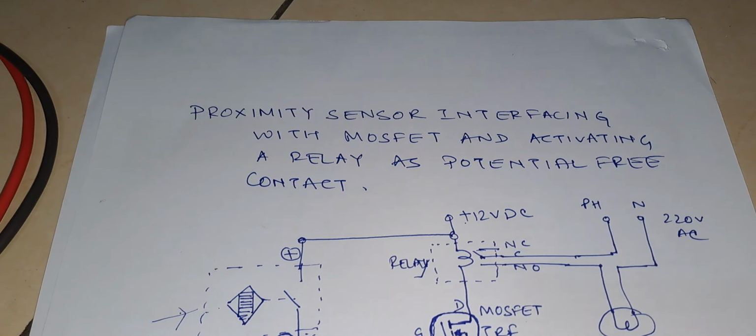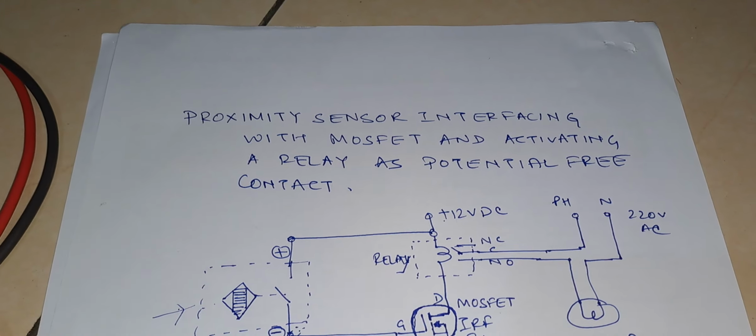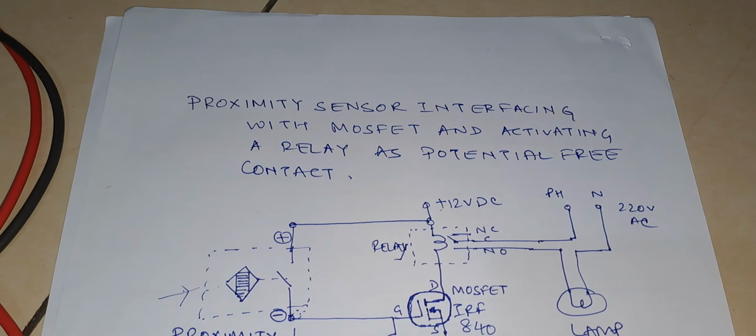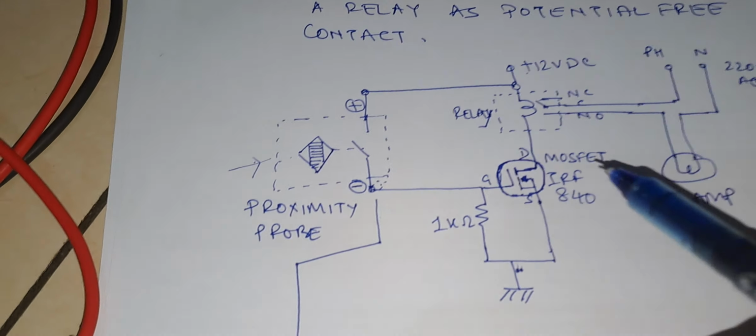Hello all. In this video I am going to describe how to use a proximity switch and how to interface it with a MOSFET to activate a relay and to drive a potential free contact. So this is my circuit.